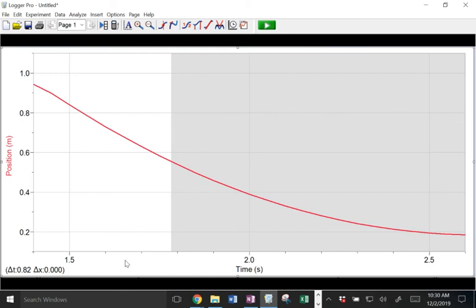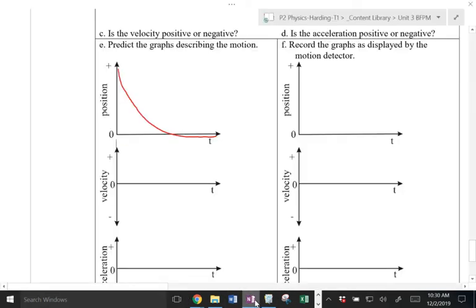Why is that? Run that by your neighbor. Why is it getting flatter here? What's happening motion-wise? As it reaches the motion detector, it's slowing down to a 0 velocity. So that's kind of where the consensus was as far as predicting the position time graph, that it would look like that. Okay, so we're good there.